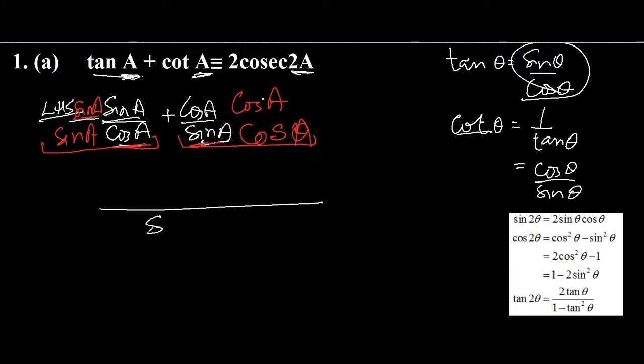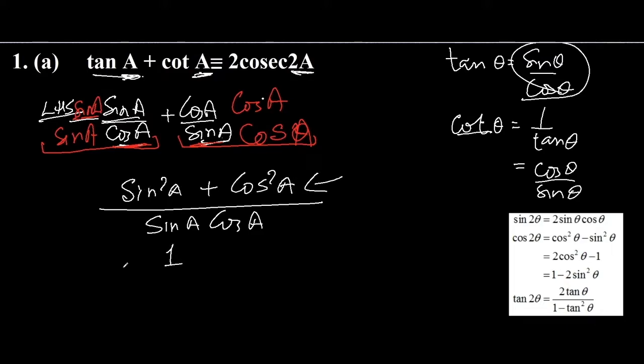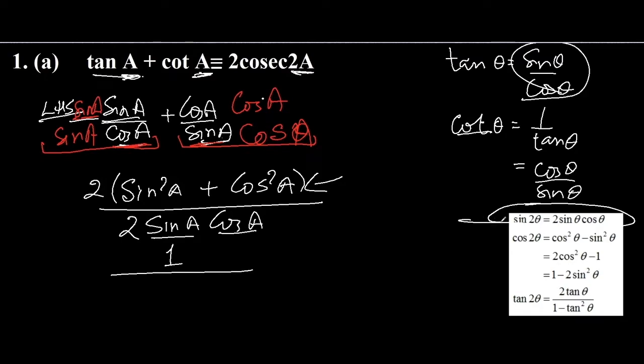Sine A cos A will be the denominator for both. This will become sine A times sine A, sine square A, plus cos square A. Now, we know this is also an identity. This is equal to 1 over sine A cos A. Let's see if it gives us the double angle, because nothing else is left. And yes, you can see here, sine 2 theta equals 2 sine theta cos theta. That means if I write 2 here and 2 on top, there's no problem, right? So that it matches with this identity.